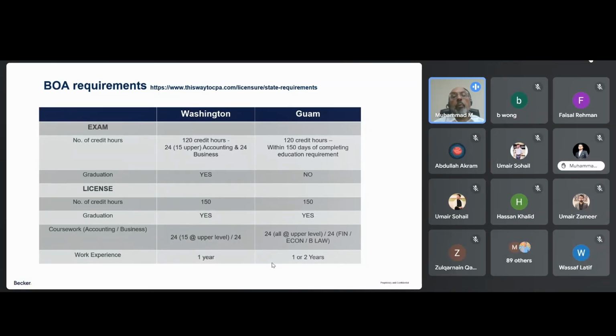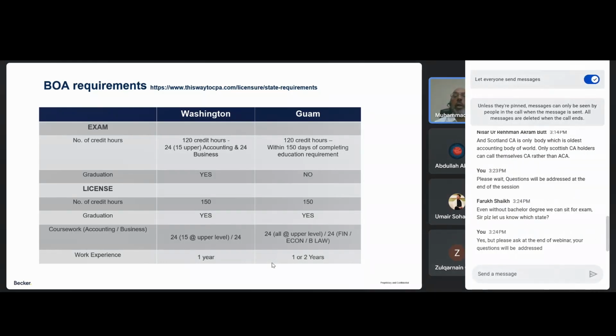So 24 should be accounting. Among these 24, 15 should be upper level. It should not be fundamental, principles of accounting, principles of auditing. They are all basic, so they are not included. Montana has 24 credit hours, but all should be in upper accounting, right? So basically, this is also an aspect we look at when we source the state for people. So 24 business credit hours. Business credit is not normally the problem for a professional accountant.